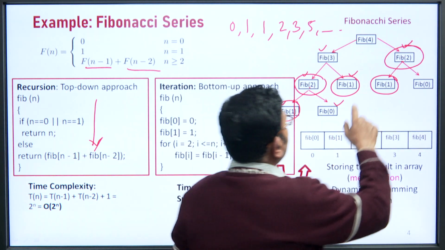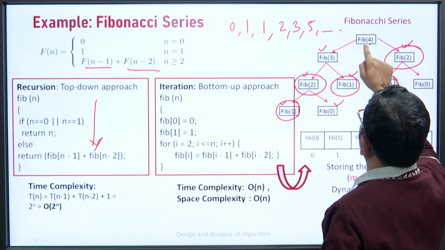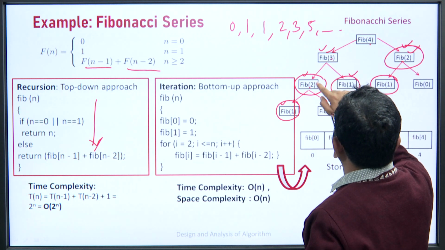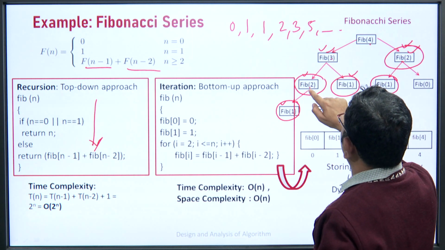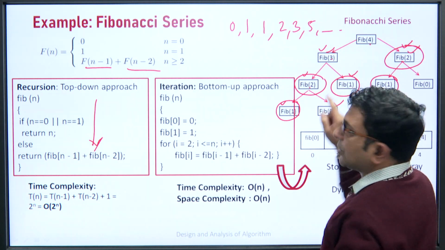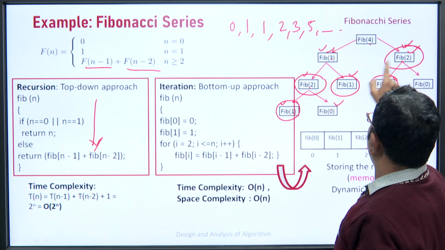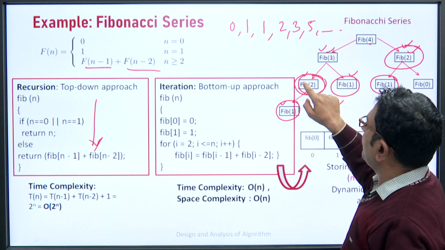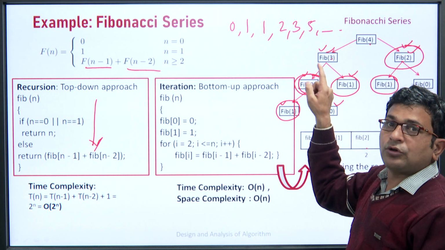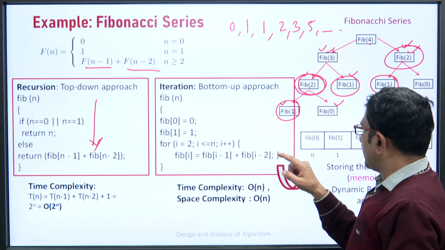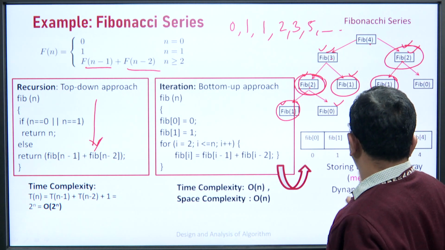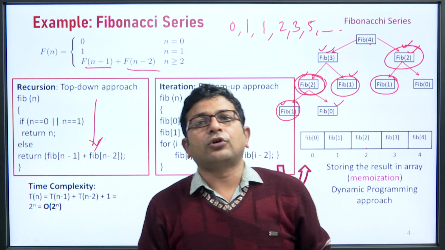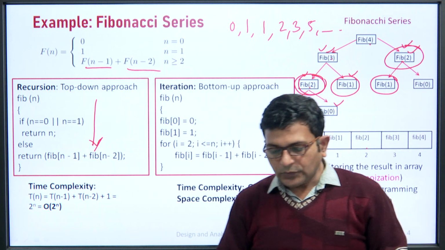Just see here, if we call this function, Fibonacci 4 is evaluated, then 3 and 2 will be evaluated. Now, suppose Fibonacci 3 is divided into 2 sub problems, Fibonacci 2 and Fibonacci 1. Fibonacci 2 is already evaluated, so it will not be solved again and the answer will be directly copied here. This is called storing the result in an array, that is called memoization, and this is the beauty of dynamic programming.